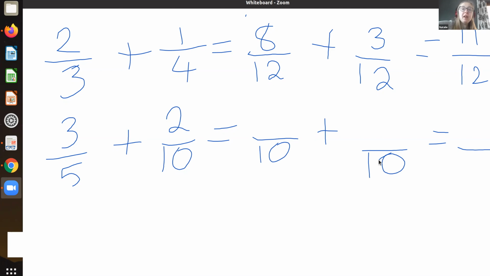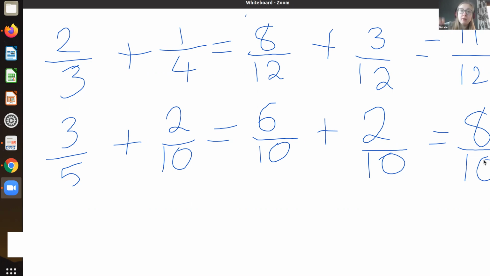What have I times 5 by to get 10? Well, I've times it by 2. So I'm going to times the top of the fraction, the numerator, by 2 as well. And 3 times 2 gives me 6. What have I times 10 by to get to 10? 1. Times it by 1. So I'm going to times the 2 by 1 to get 2. I then do 6 plus 2 gives me 8/10. And there we go.